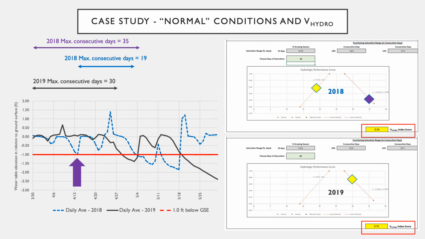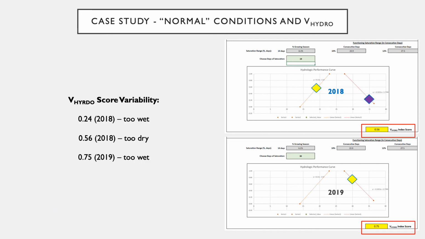If we ignored that drop below 12 inches, our 2018 maximum consecutive days of saturation would actually be 35, and would put us well down the recession limb of being too wet on the hydrologic performance curve. So in 2018, with the strict definition, we have a 0.56, it was too dry. In 2019, 0.75, it was too wet. And if we throw out our 2018 outlier, that is a 0.24 functional score, also being too wet.